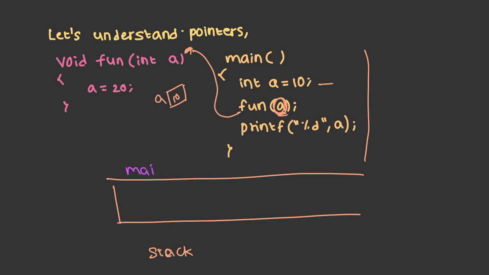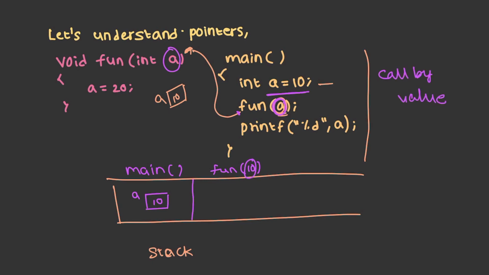Now, consider the main function call. Initially, the main function call will be made in the stack. And all the variables which are declared inside the main function will be stored here. Suppose a has a value of 10 and it is stored inside the stack. Now, a function call has been made at this point. From this point, a function call will be made to the fun function and it has taken the parameter a with it. So, it will be taking the value of a. Here we are calling it with the value of a. So, this is called call by value. And it actually created another variable and changed the content of it to 20.